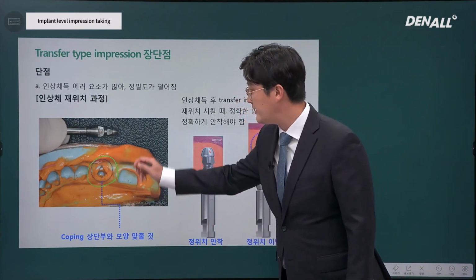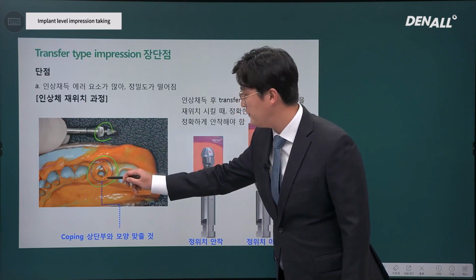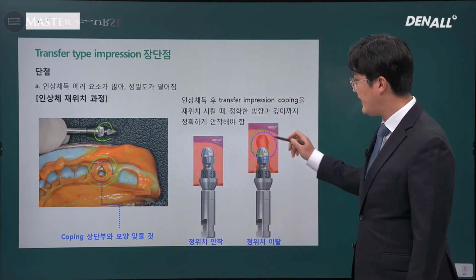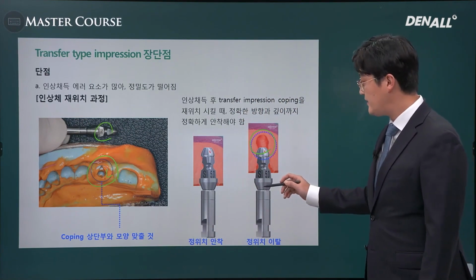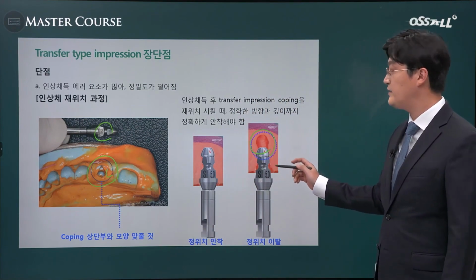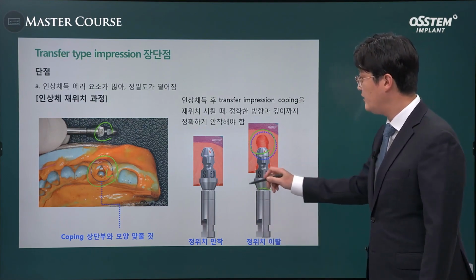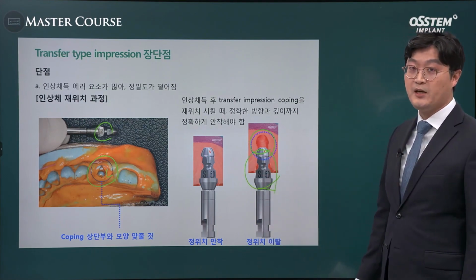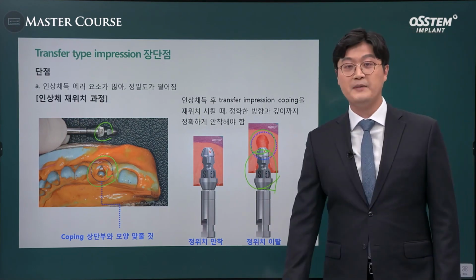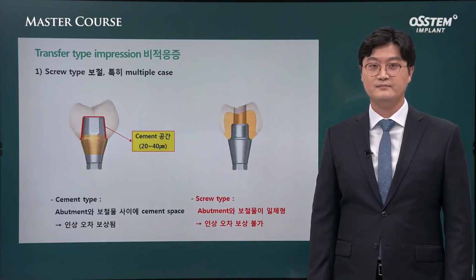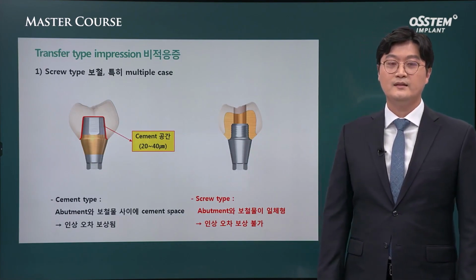Like this, the transfer type in the impression needs to be inserted. When it is inserted too shallow, actually, the implant is mistakenly considered to be placed deep, and when the abutment is fabricated, there is a risk that the abutment would have supramargin.